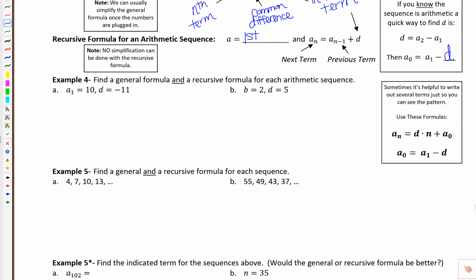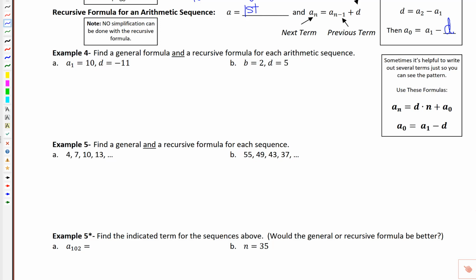Okay, so now we are going to find the general and recursive formula for each arithmetic sequence. So I'm going to find the general formula first. So we are going to find a sub 0. In order to do this formula over here, this is the one I'm going to do because this is the general formula. Okay, I need to find a sub 0 first. So it tells me right here, if I want to find the initial term, it's like I'm going backwards. I'm finding the term before the first term, so I'm going to minus the difference.